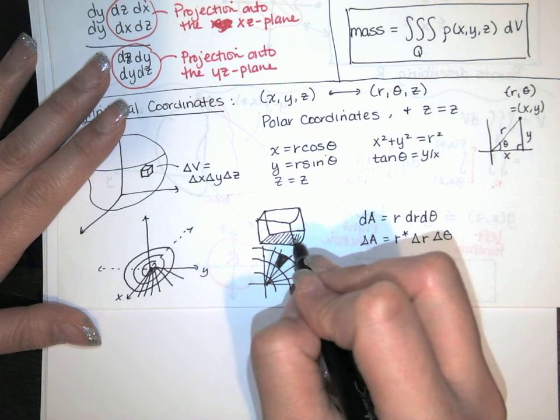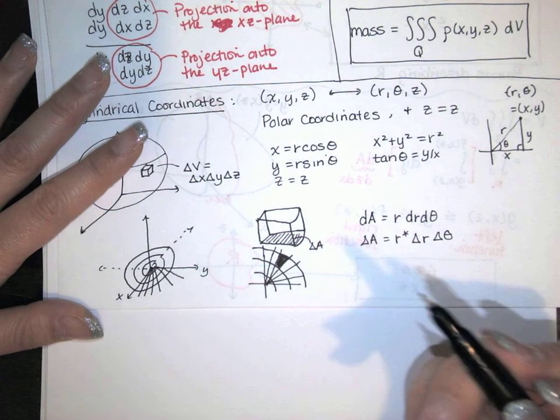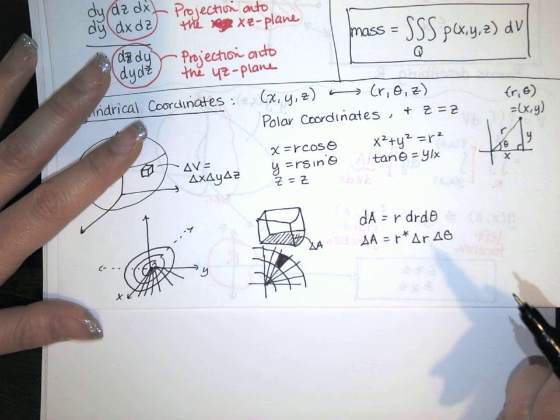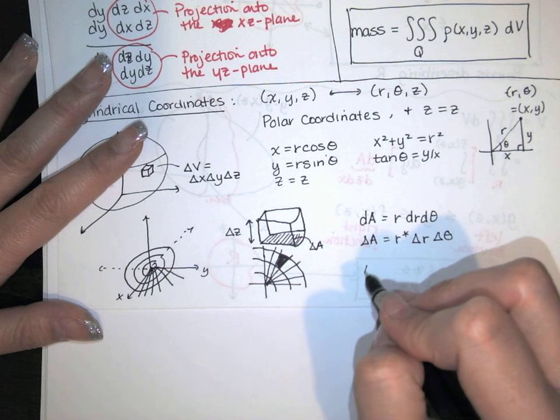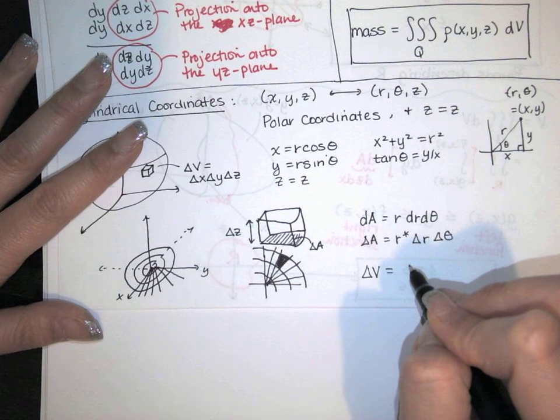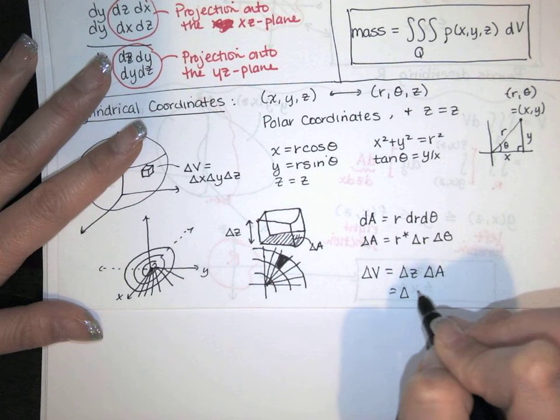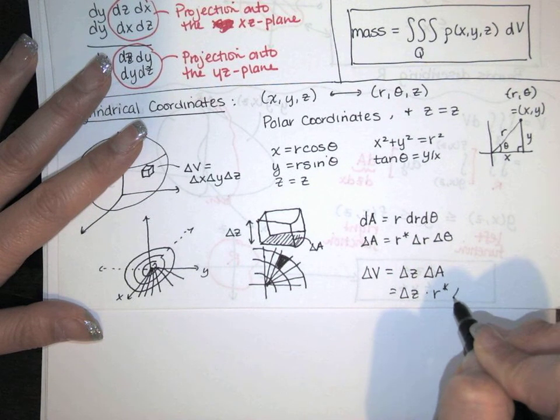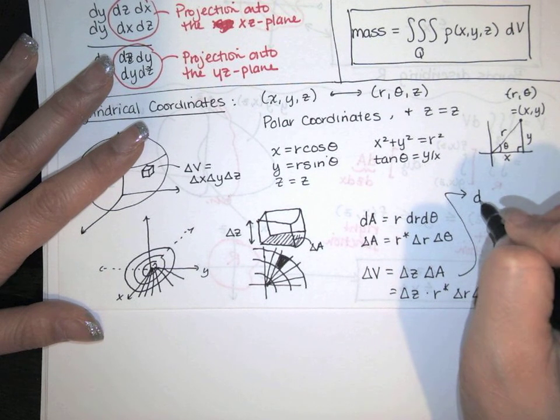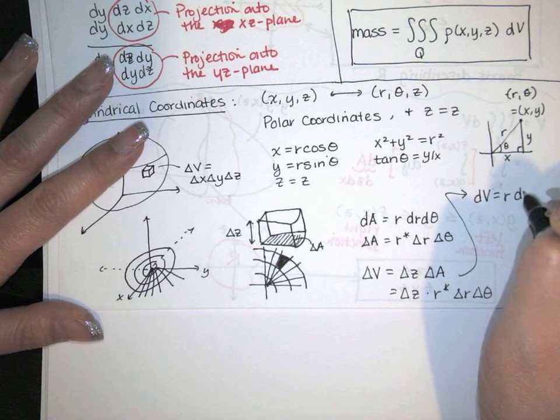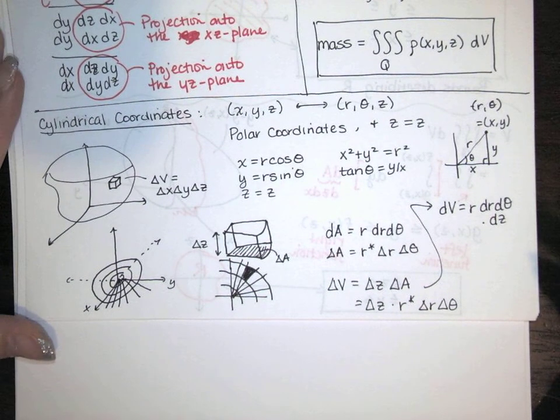In cylindrical coordinates, the area of that bottom piece is still delta A, where delta A is given by this. And then we're just going to add a third dimension, delta z. So delta V is delta z times delta A, or delta z times r star delta r times delta theta. Or in other words, our dV is just going to be r dr d theta dz. And of course, we can multiply in different orders if we want to.